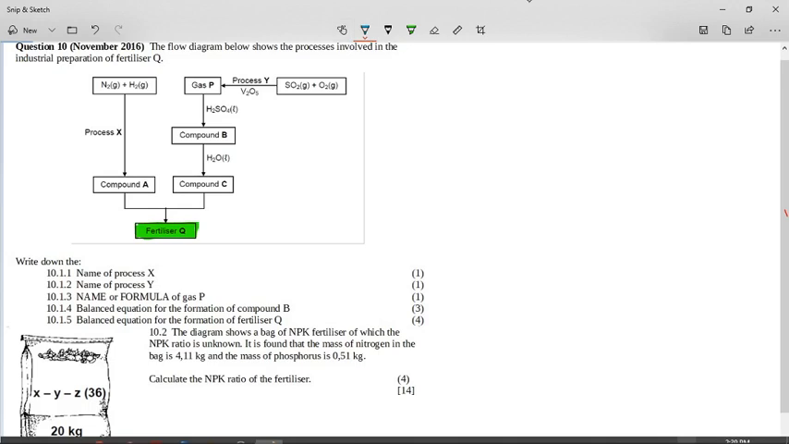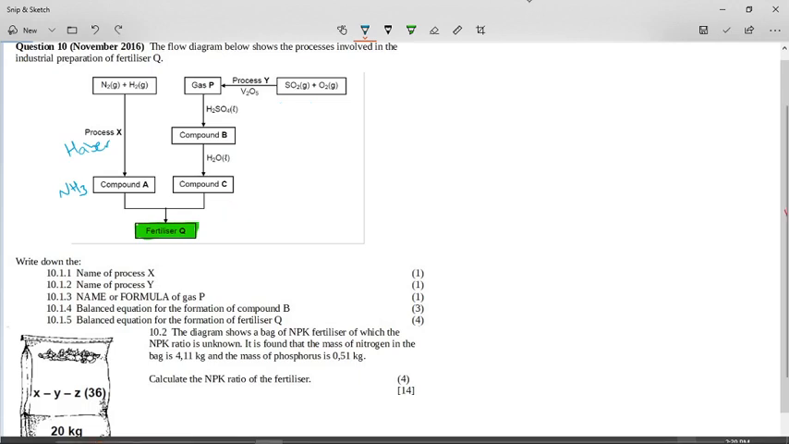So here I've got nitrogen plus hydrogen. We're obviously going to make ammonia. And this is obviously the Haber process. This is the most obvious thing. Now on the other side, we're starting here. Check the direction. The arrows are going this way.